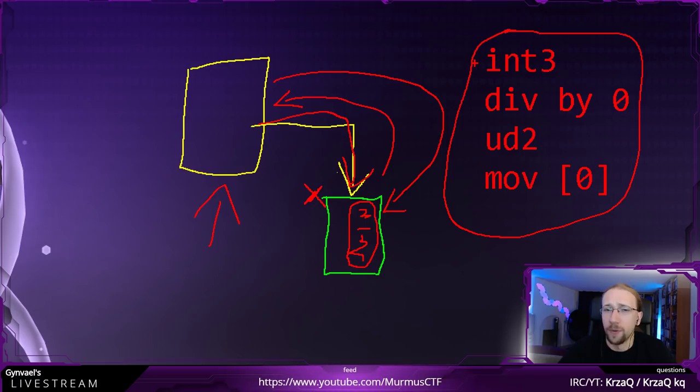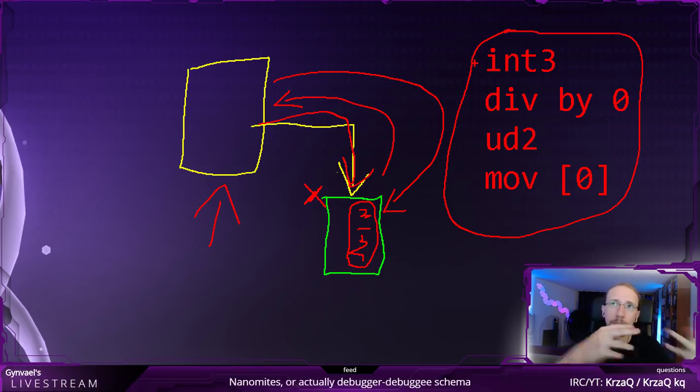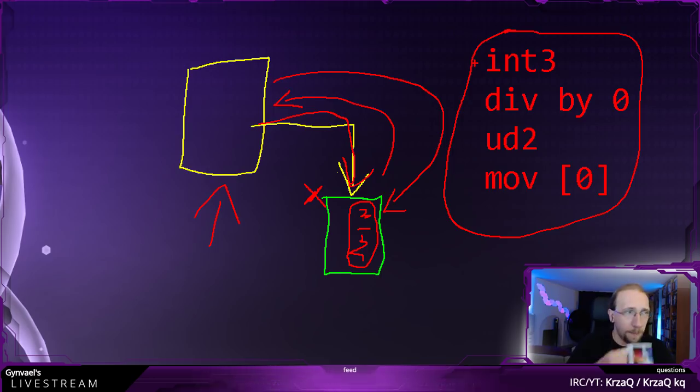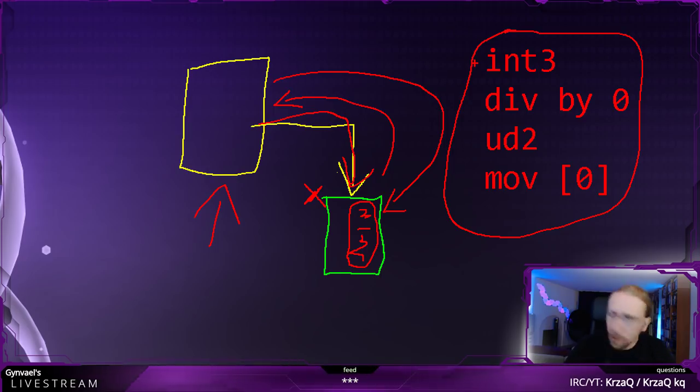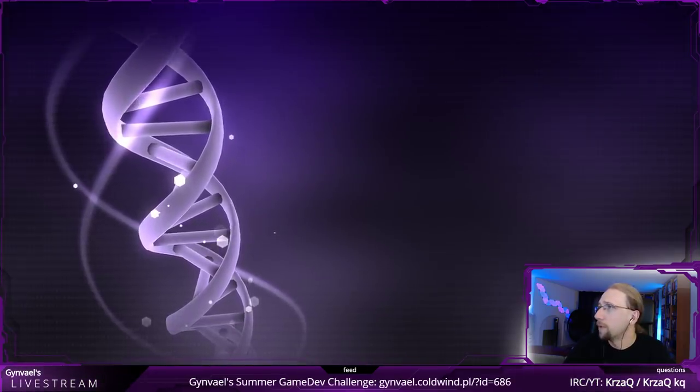So yeah, that's pretty cool. Another way is to just put parts of the code in the parent and use the nanomites as syscalls into the parent. That's also a popular technique. Yeah, so that's it. Let's try to implement it, I guess. Let me check if there are any questions at this point. Oh, there are.